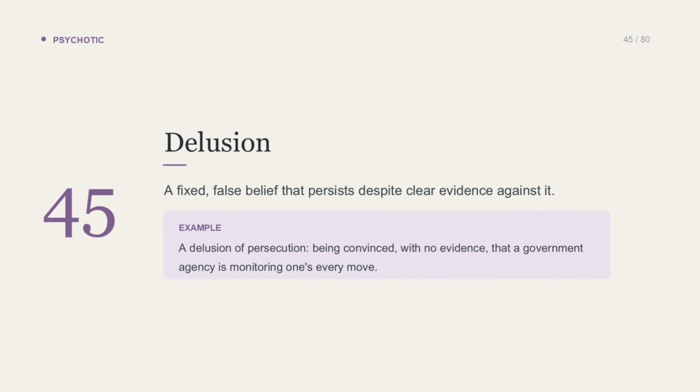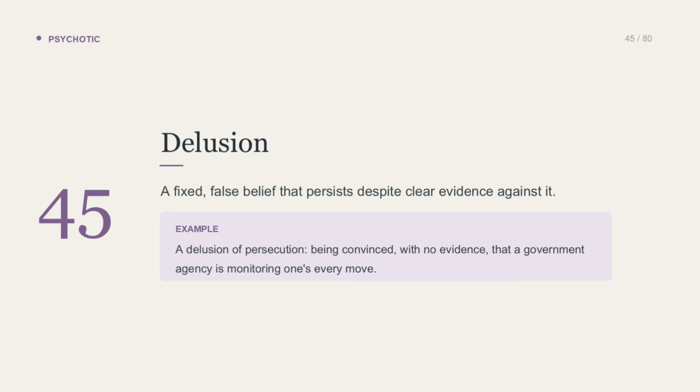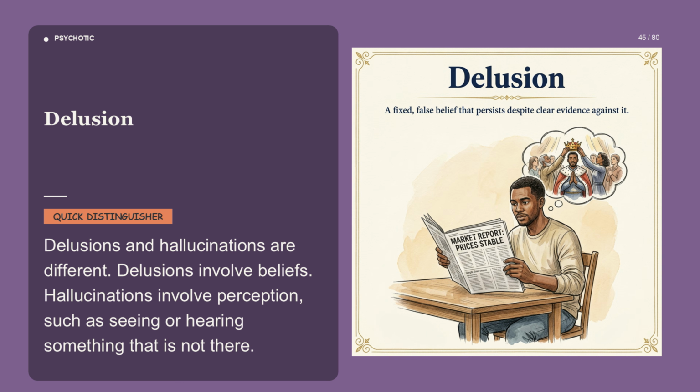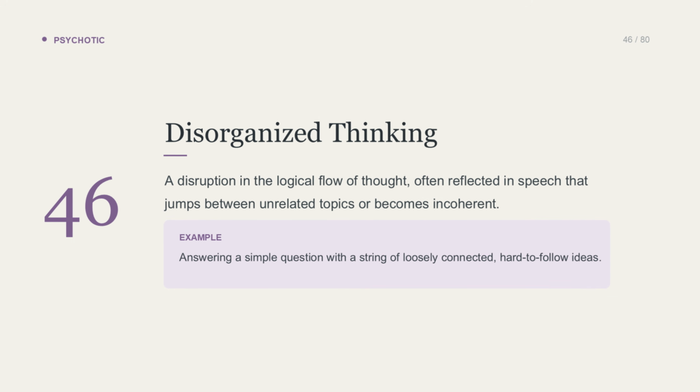45. Delusion. A delusion is a fixed, false belief that persists despite clear evidence against it. For example, someone experiencing a delusion of persecution might be convinced, with no evidence, that a government agency is monitoring their every move.